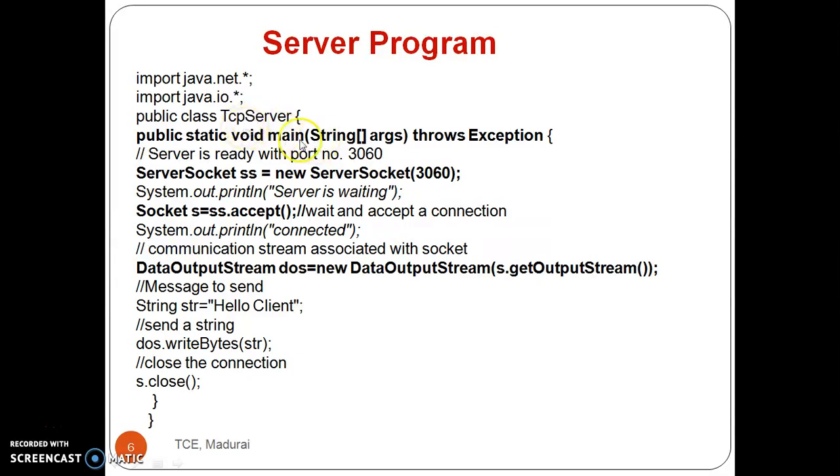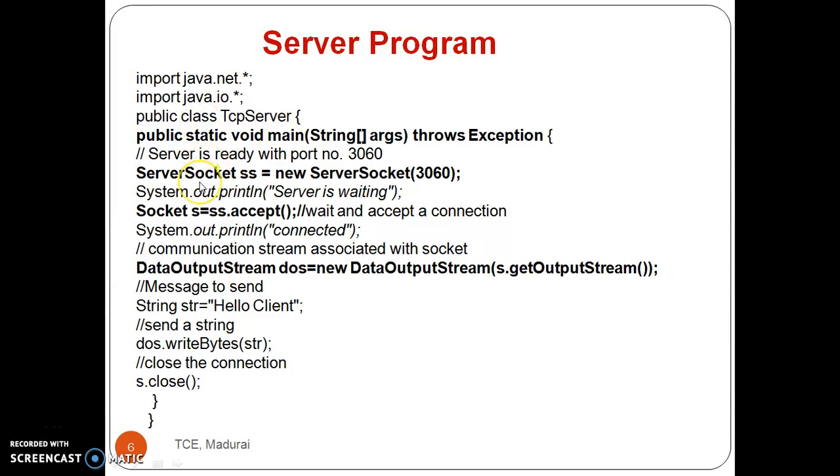Then we need to define the main method by using the access specifier: public static void main(String[] args) throws Exception. Here the exception handling mechanism is considered an important property of the Java programming language. This is responsible for handling runtime errors or some logical errors during program execution.